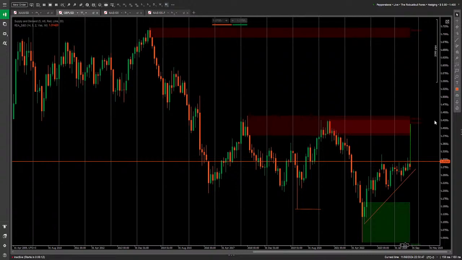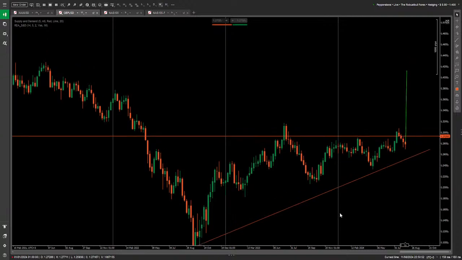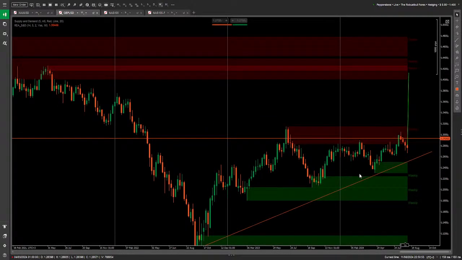As you can see, we have so many things left aside that we should take care of. Then when we come to the weekly, this is going to tell us very beautifully. So what is our next draw on liquidity based on the weekly time frame? We have already tapped into this region, but we have not taken out this high.